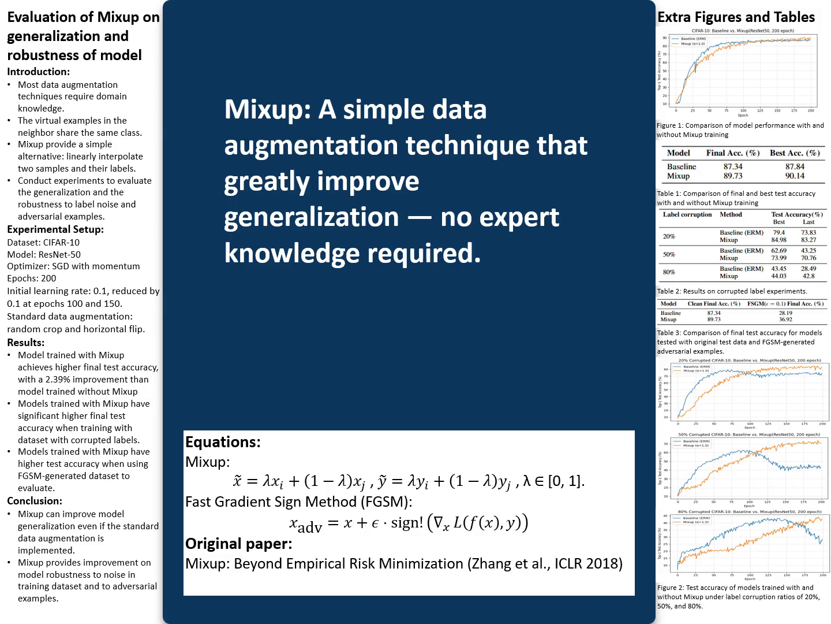In conclusion, we can see that Mixup improves model generalization even if the standard data augmentation is implemented. Mixup also improves the test accuracy when there are label noise or adversarial examples.